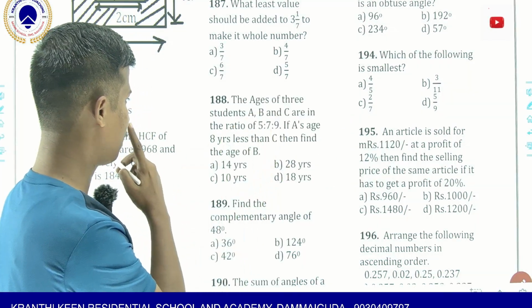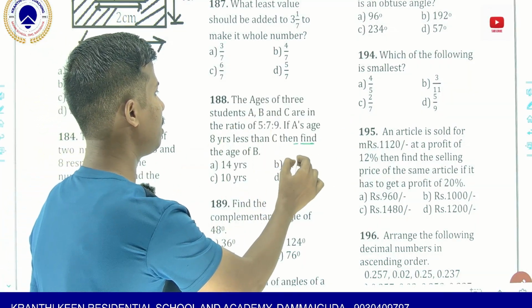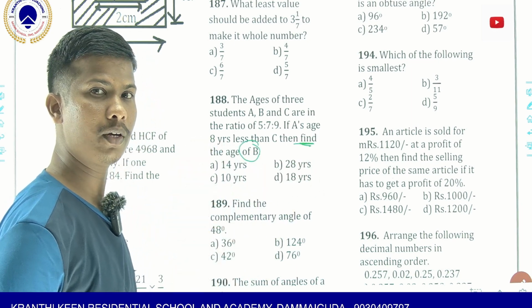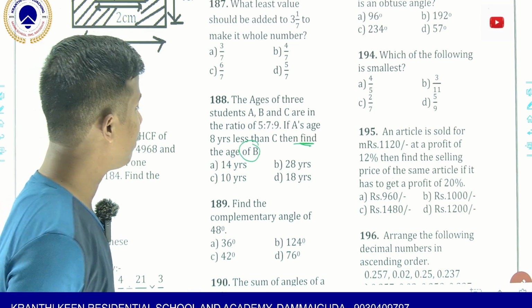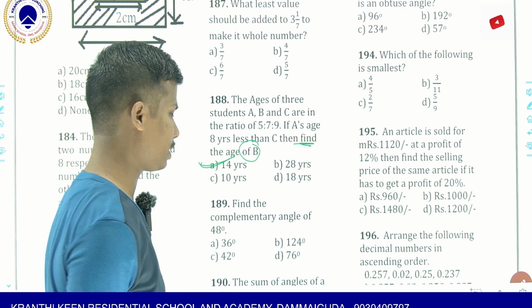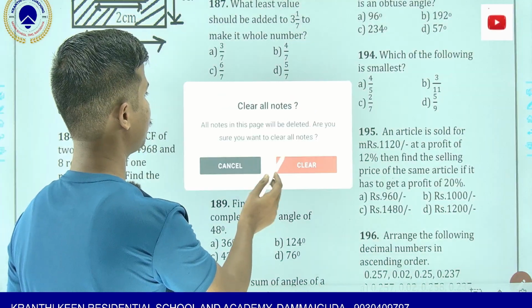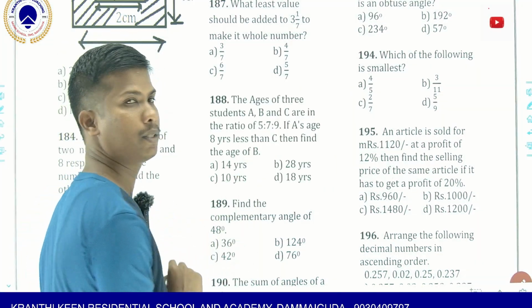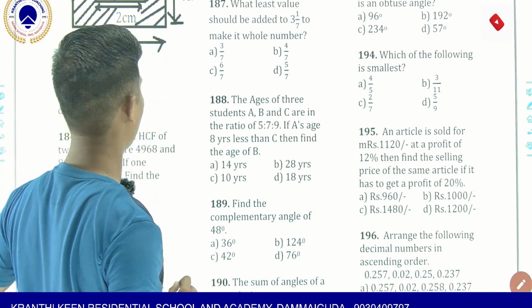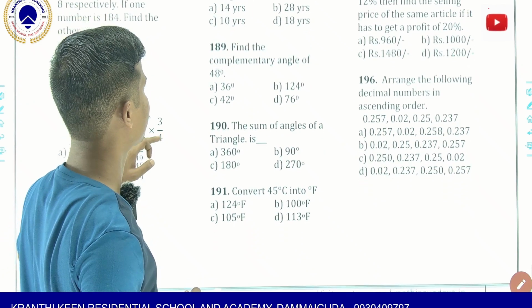What do you need? Find the age of B. B is 7x, no? x you have got as 2. 7 times 2 is 14. The age of B is 14 years. Okay. These ratio problems are very important. If you practice, you can solve problems like this.